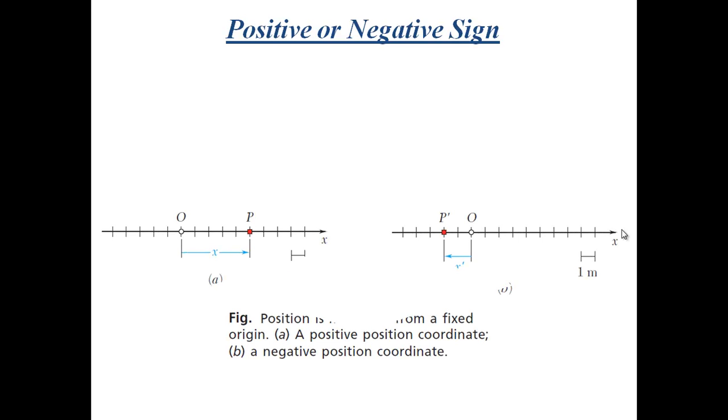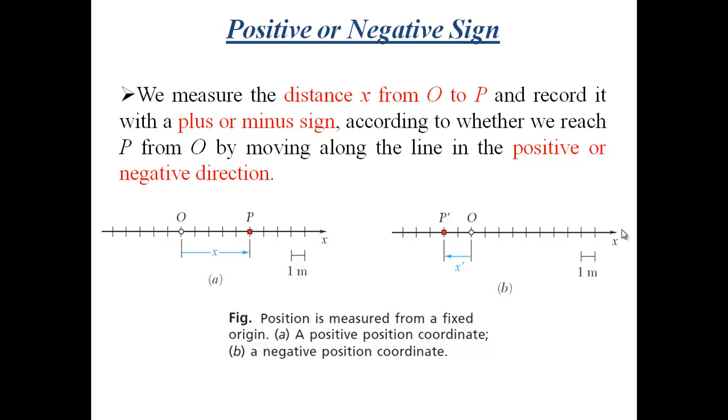Next, in more detail, we will see what the positive or negative sign means. Taking the same figure, we measure the distance x from O to P and record it with a plus or minus sign, according to whether we reach P from O by moving along the line in the positive or negative direction. Here P is toward the right side of the screen, and this value x is positive. When you take P dash, which is on the left side of the origin O, it is in the negative direction, and that value is x dash.